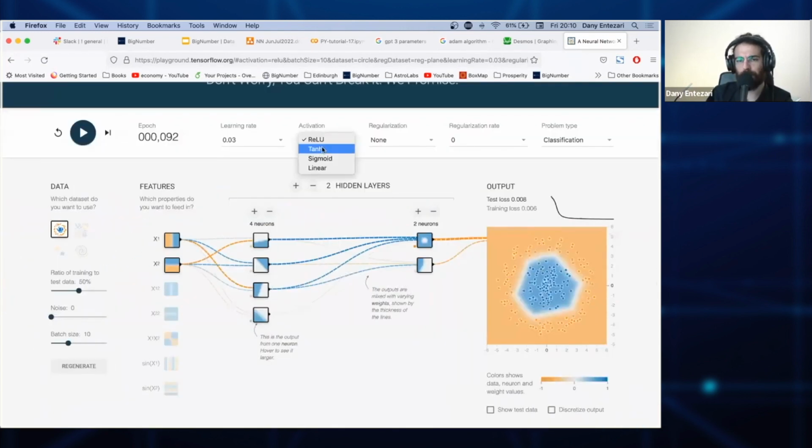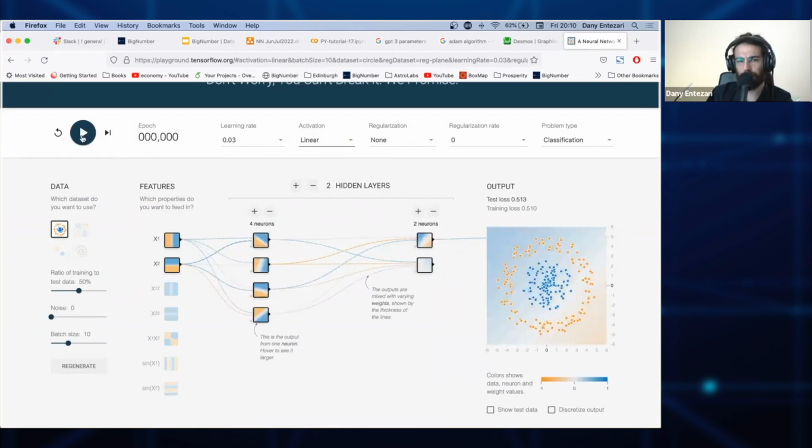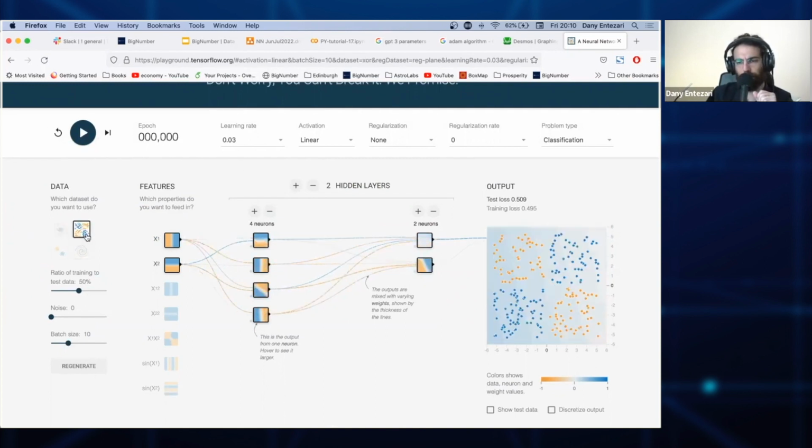What if I were to set this to linear and hit play? It's not able to, because there's nothing linear about the pattern of this data. Let's try this other one. And I'm going to use ReLU again. And I'm going to hit play.